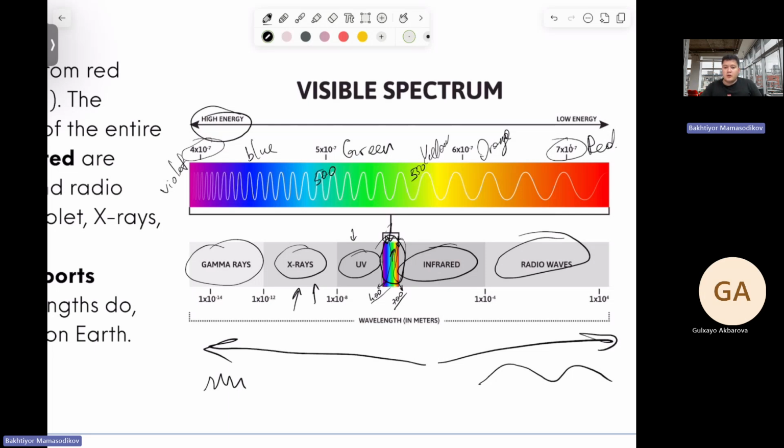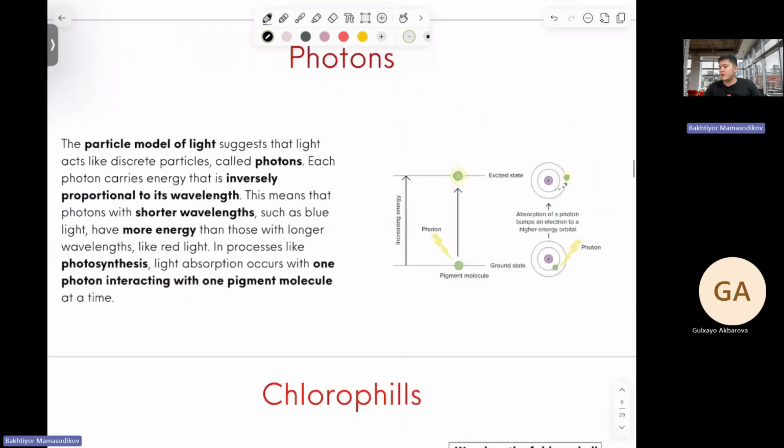So I hope you understood everything here. Only blue and red light, okay? The visible spectrum, absorbed and used in photosynthesis. That's the important part. So what's happening next?